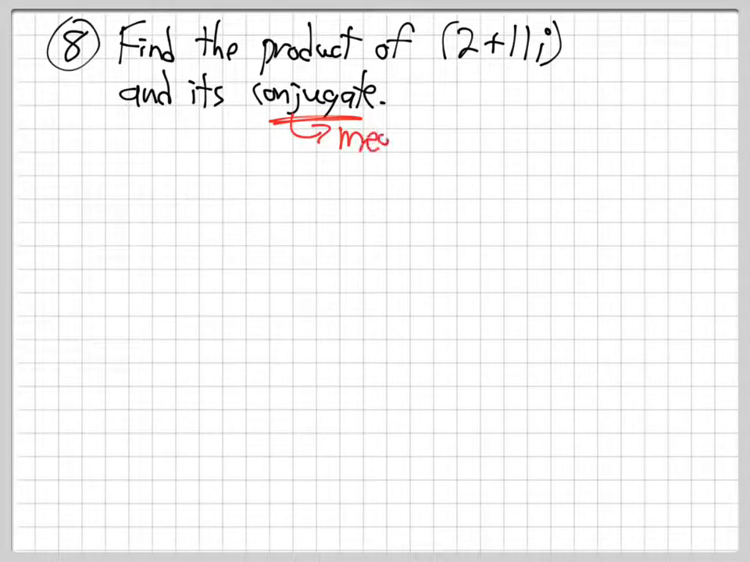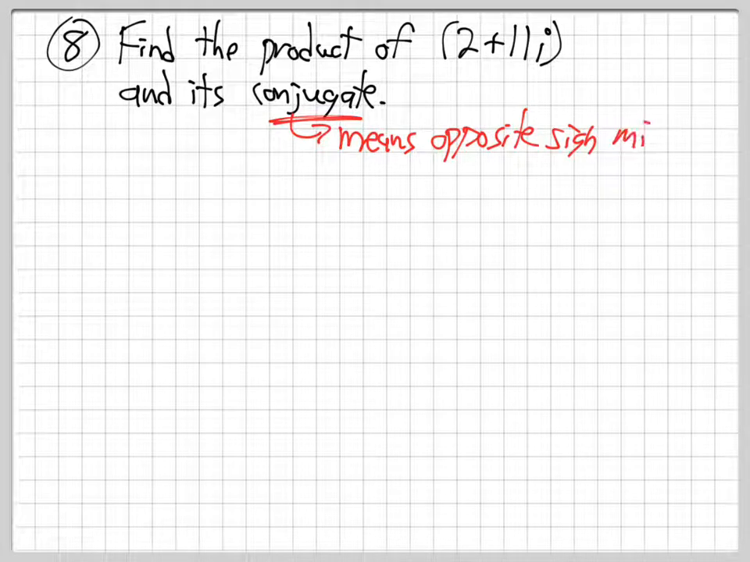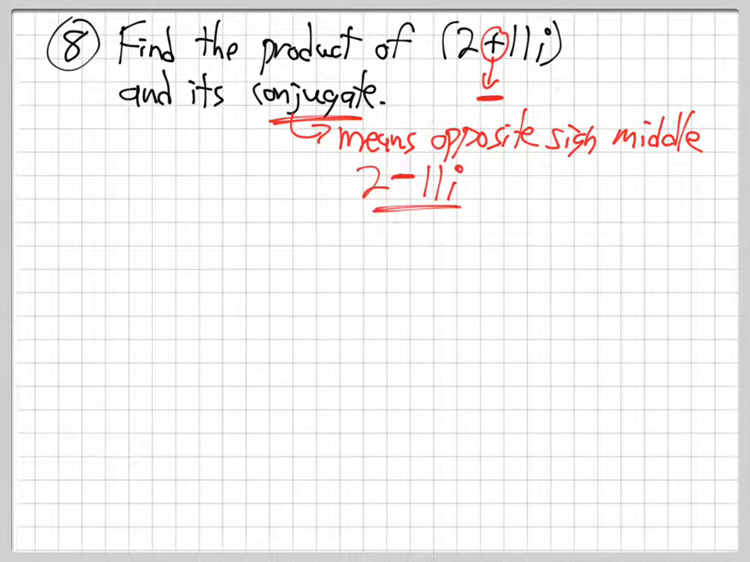Conjugate, well, let me just give it to you then. It means opposite sign in the middle. So this has a plus in the middle, so we'll change that to minus. If it had a minus in the middle, we would change it to plus. So it means 2 minus 11i in this case. So conjugate means the opposite sign in the middle. I know nothing about that word other than that's what it means.